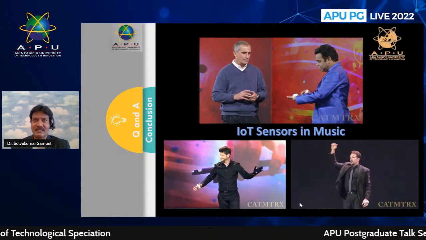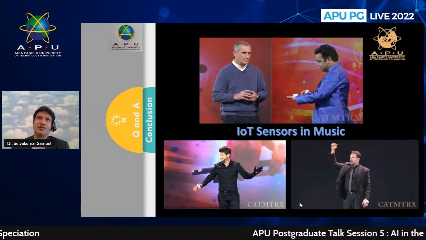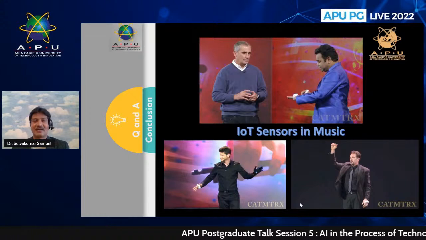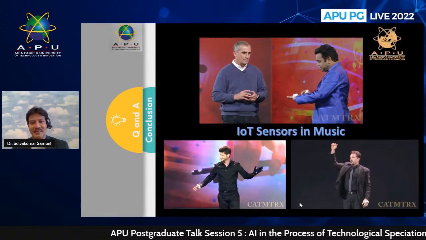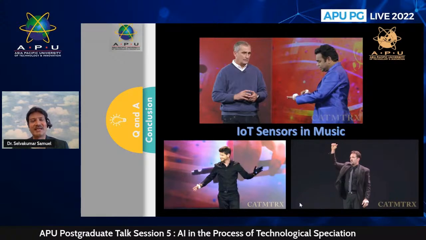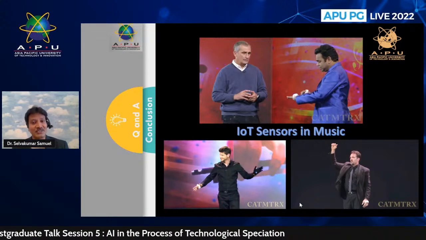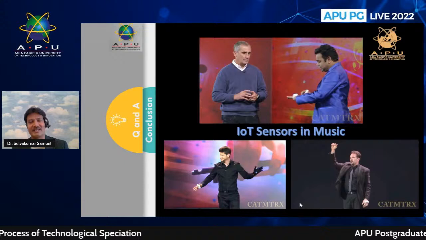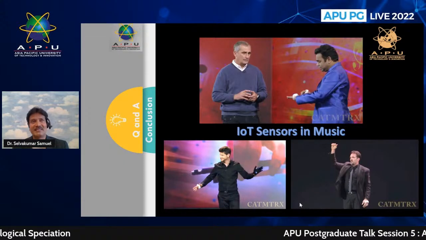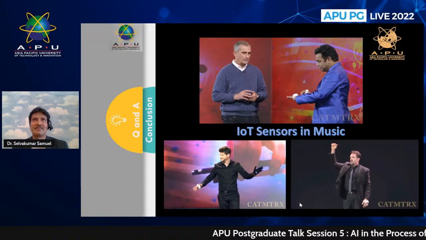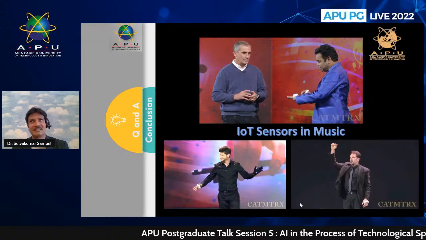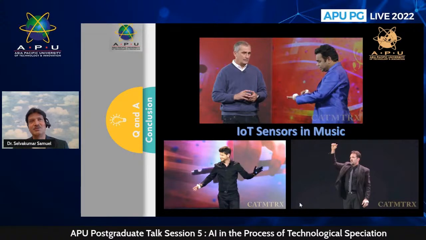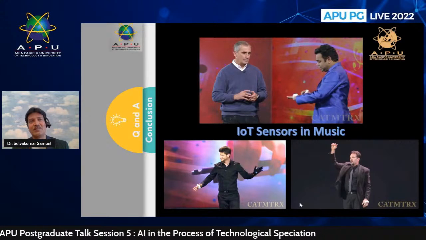Well, here the artificial intelligence, IoT, the technologies are not replacing humans, they are really assisting humans. Without any instruments, they are able to play whatever instruments they like. So that is the magic of technology species, new species. So now this is a new species made by the Intel company.